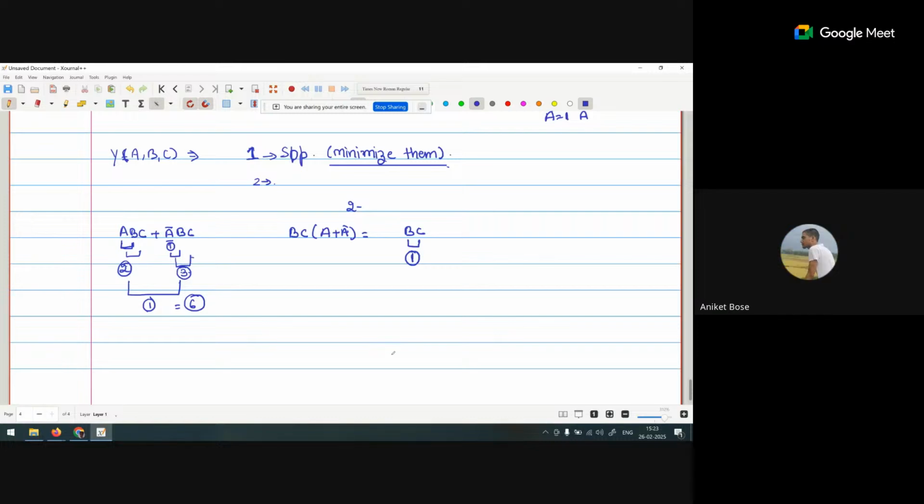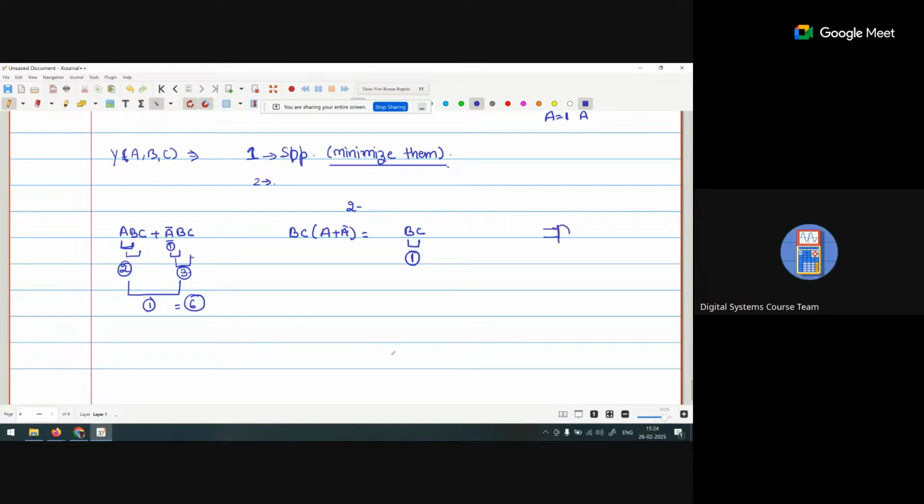But I need to implement the function with NAND only or NOR only. No issue. For any Boolean expression with any gates, the first thing is that you can simplify it. So I need to first simplify and then check with NAND gates and NOR gates. Like in this example, BC is an AND gate, so I need to implement the AND gate with NAND or NOR gates, right?